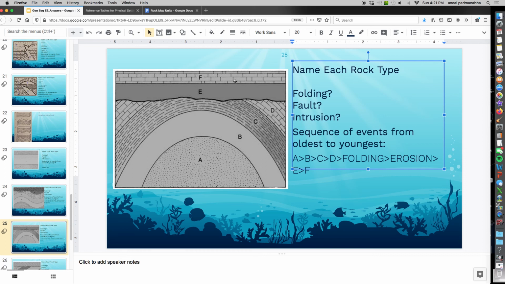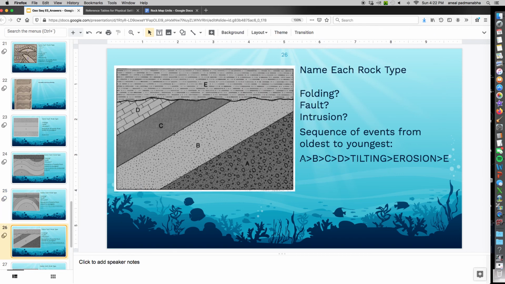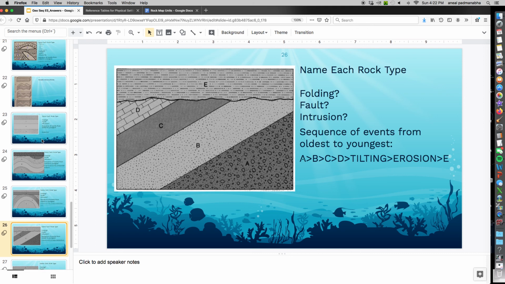Then erosion. There's an erosional feature. Notice it's not a nice flat line, it's a squiggly line, so you have erosion happening right there. And then E was deposited, and then F was deposited. Going on to the last one. Maybe the last one. This one is, again, just like the one I just talked about a second ago. A was deposited. B, C, D. Then we have tilting. Then we have erosion. So there's the unconformity right there. And then lastly, E was deposited on top for that one.